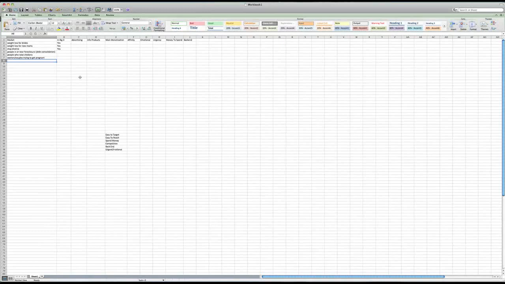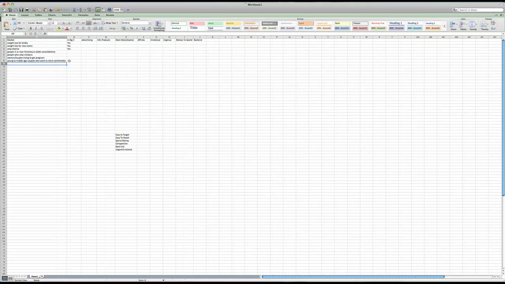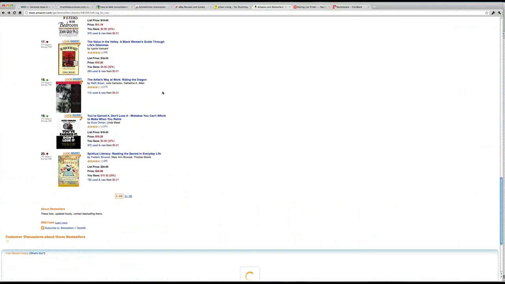I'm just going to say it's middle-aged. Well, let's say young to middle-aged couples who want to retire comfortably. Is that right or wrong? Honestly, I have no clue without doing more research. I'm just generating an idea here. Maybe I'm on track, maybe I'm not. So let's go back here and let's just see if anything else sticks out.